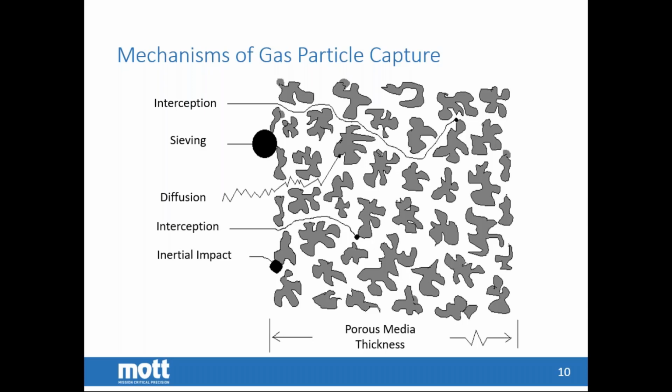I'm vaguely familiar with the terms depth versus barrier filtration. Is that what we're showing in this slide here? Sure, it's just what Tim just said. As you go deeper into the porous media, the effects of interception are more prevalent because you're going through a larger thickness of that media to be able to grab those particles.